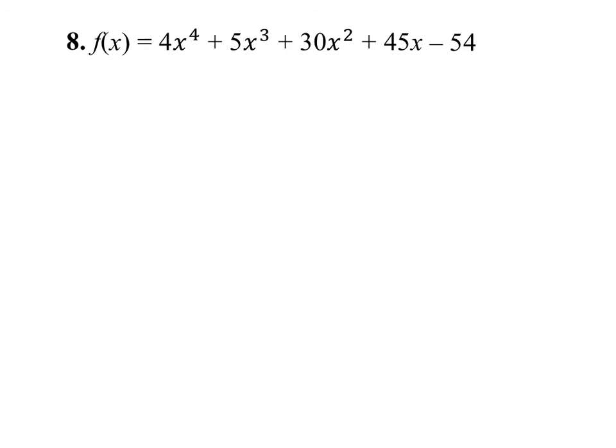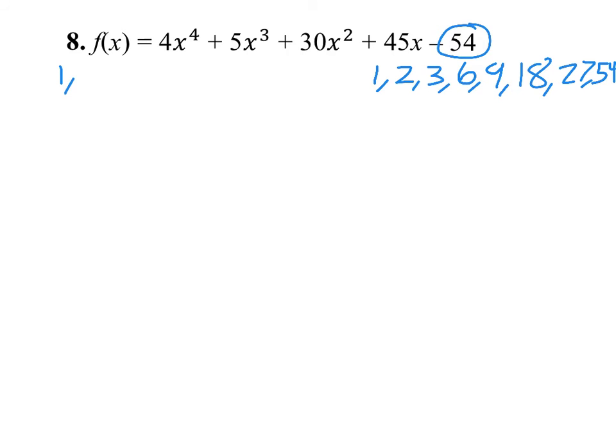On number 8, we have a pretty long list. We have factors of 54 are 1, 2, 3, 4 doesn't go in, 5 doesn't go in, 6 goes in, 7 and 8 don't go in, and then 9, we're going backwards. 6 times 9, 3 times 18, 2 times 27, and 1 times 54.